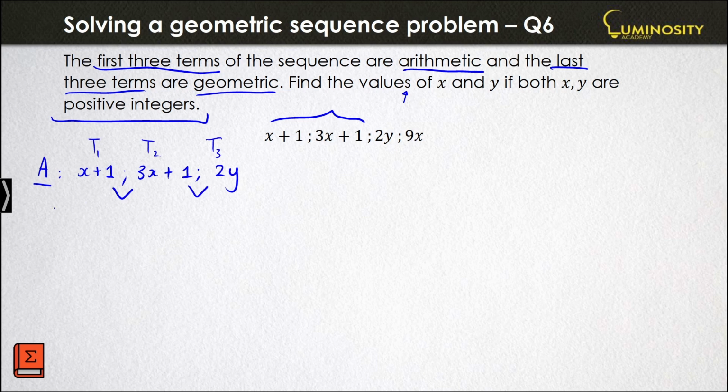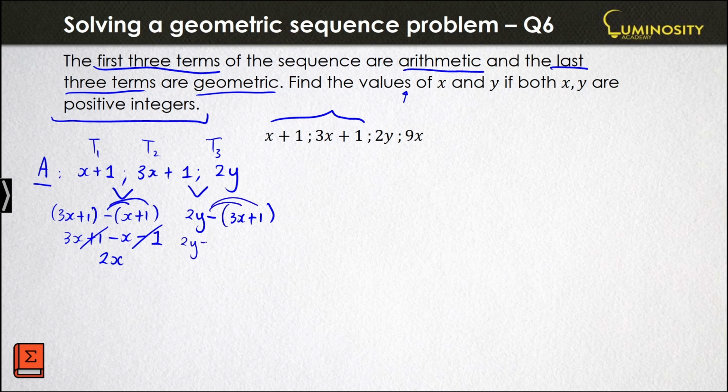T2 minus T1 gives you 3x plus 1 minus (x plus 1). If I expand that negative into the brackets, I get 3x plus 1 minus x minus 1. The plus 1 and minus 1 cancel, and 3x minus x is just 2x. T3 minus T2 is 2y minus (3x plus 1). Notice how I put it in brackets, because when I'm subtracting that entire expression, the subtraction needs to be distributed evenly into the brackets. So I get 2y minus 3x minus 1.